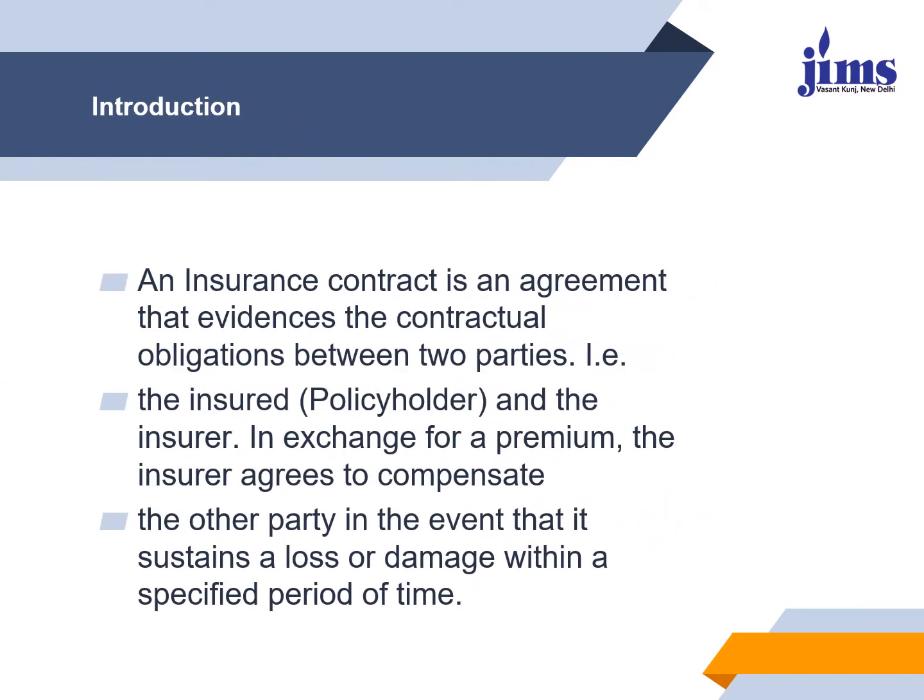As we have already discussed, an insurance contract is an agreement that evidences the contractual obligations between two parties: first the insured, that is the policyholder, and the insurer, which is the insurance company. In exchange for a premium, the insurer agrees to compensate the other party in the event that it sustains a loss or damage within a specified period of time. So we can say that insurance is a contract where one party agrees to protect the other party from sustaining a loss or damage only in exchange for a premium and within a certain period of time.